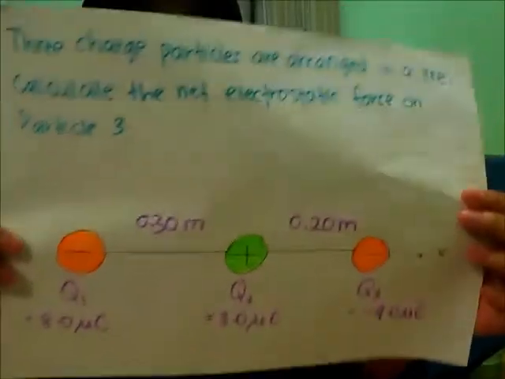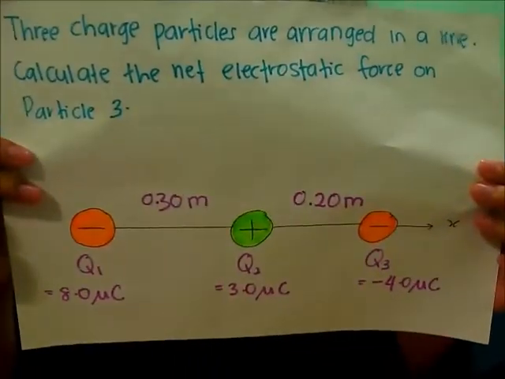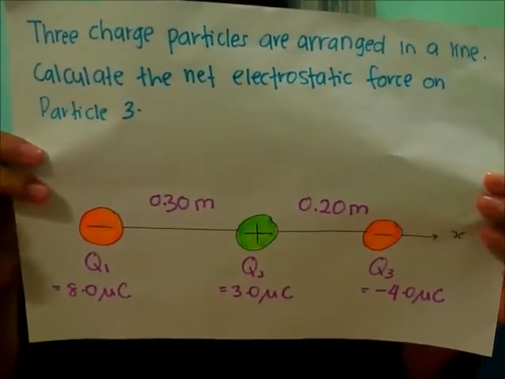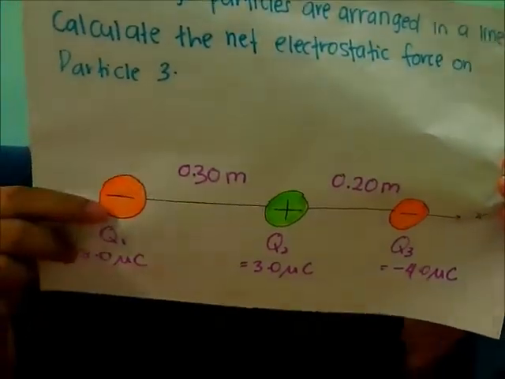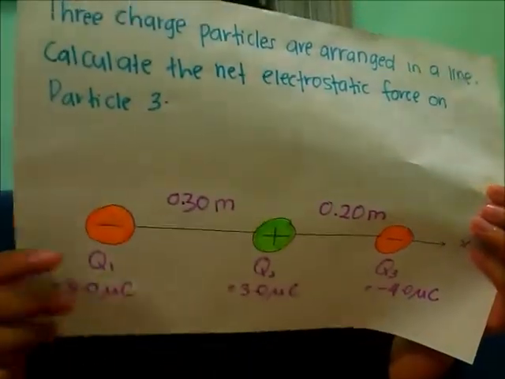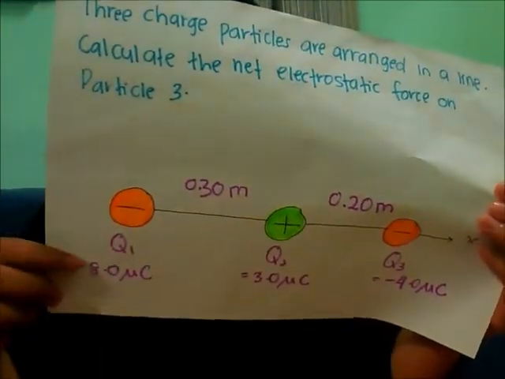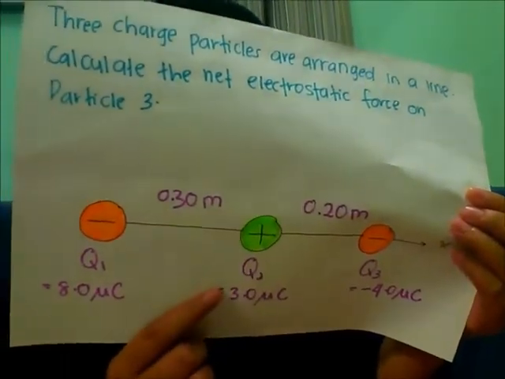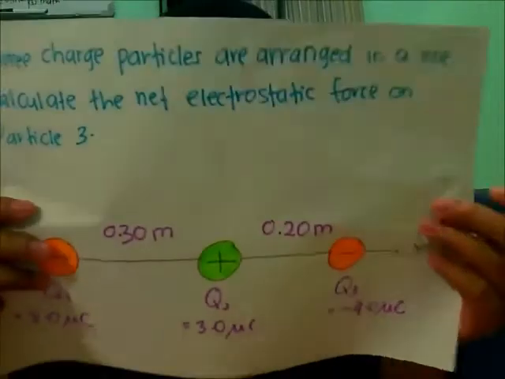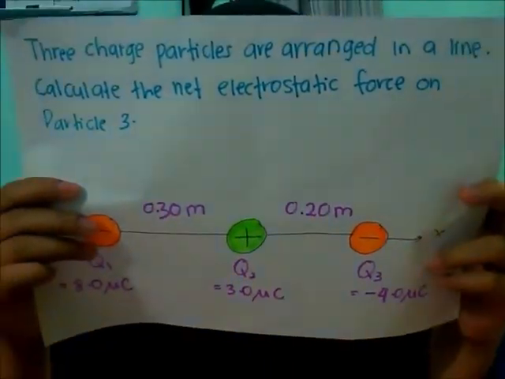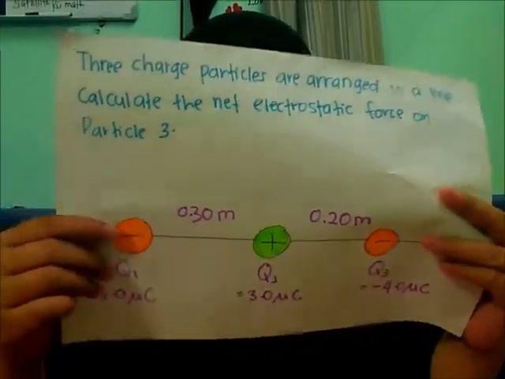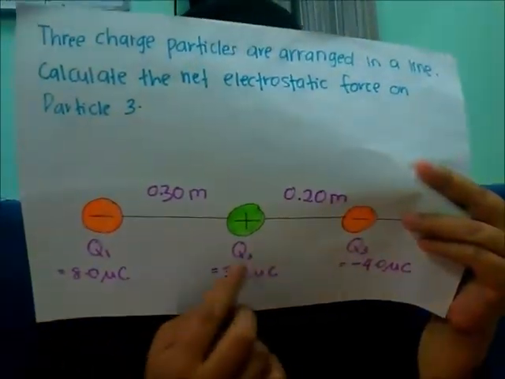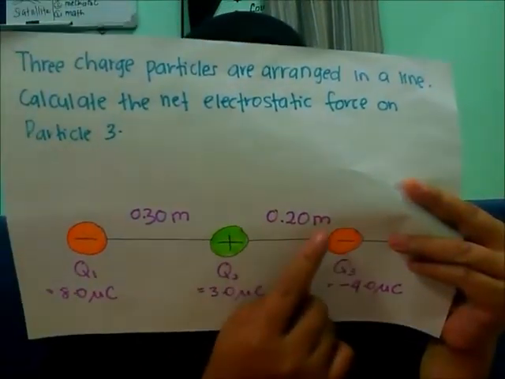Okay, this is the question. Three charged particles are arranged in a line. Calculate the net electrostatic force on particle 3. This is particle 1, particle 2, particle 3. Particle 1 is a negative particle with 8 microcoulomb. Particle 2 is positive with 3 microcoulomb. And particle 3 is a negative charged particle with negative 4 microcoulomb. The distance between Q1 and Q2 is 0.30 meter. Q2 to Q3 is 0.20 meter.